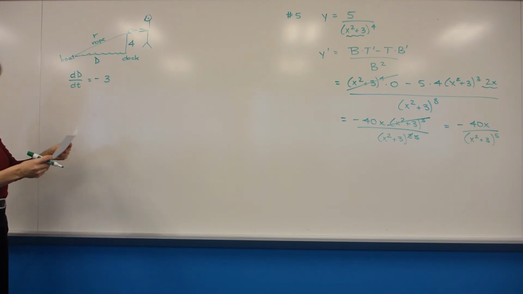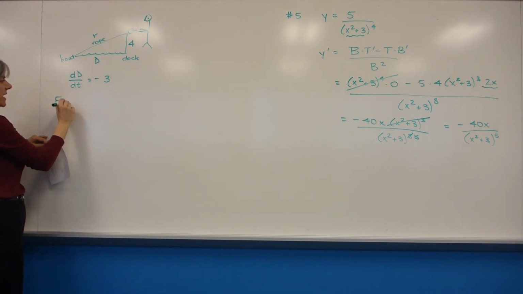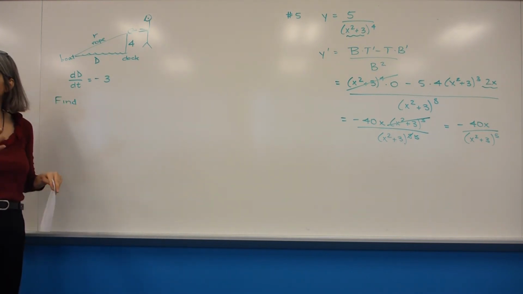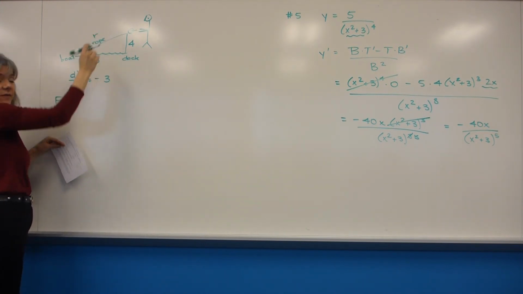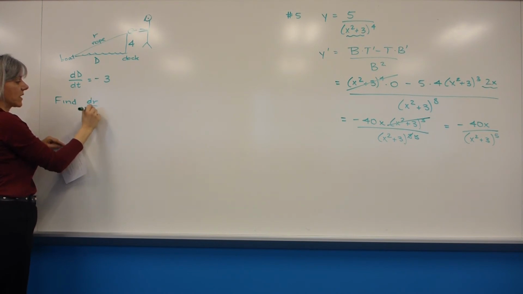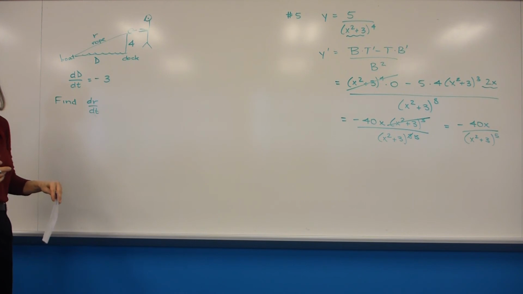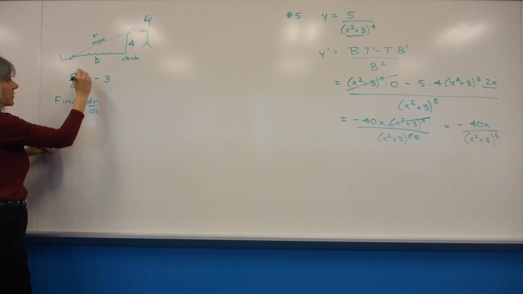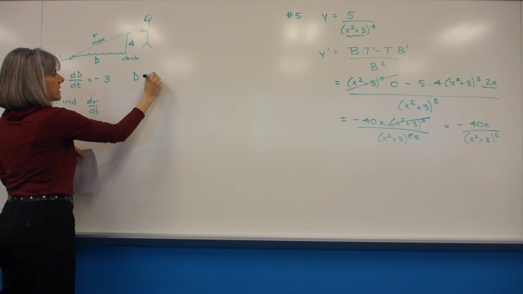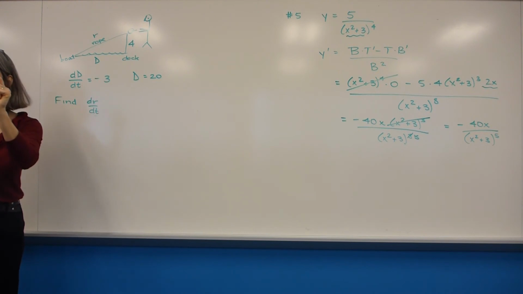Okay, how fast is the rope being pulled in? That's what I'm trying to find. So I need to put a variable on that: dR/dt. dR/dt is the rope, and I want to know how fast it's moving. And then what else do I know? When the boat is 20 feet from the dock. What letter is that? D. So up here I also know D is 20. Importantly, is D always 20? No, that's an instant in time.